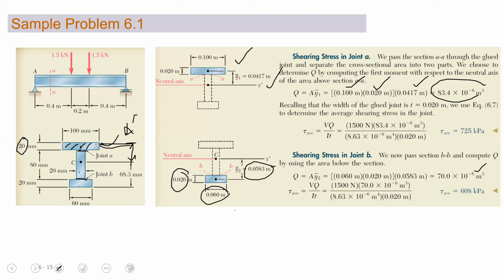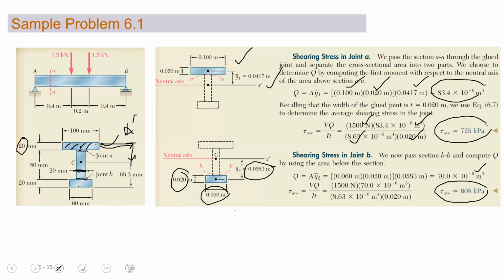And then you put the value of t. t is basically this width. This is 20, right? So V is given to you. We have already calculated 1.5 kilonewton, or 1500 Newton. This is Q, this is V, this is I given to you, and this is t, and then you will calculate tau average over there. Likewise, you can calculate the tau average over there, right? So this is how you can calculate.